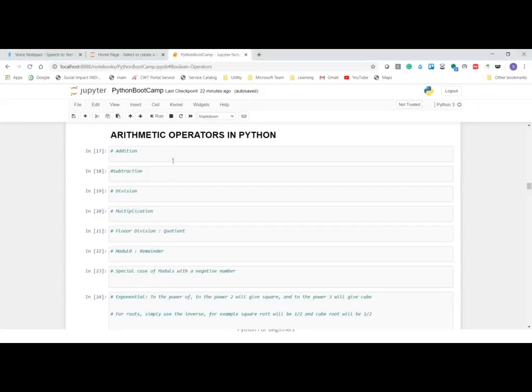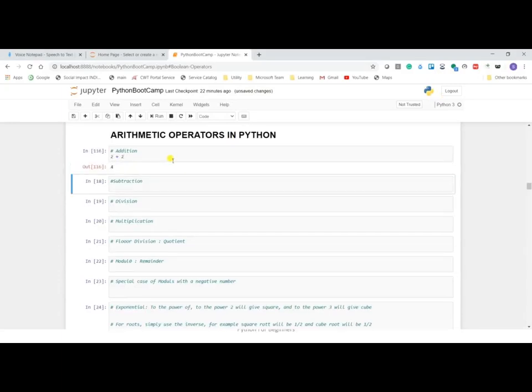There are major 7 arithmetic operators. The first one is addition. So as you can say, 2 plus 2. Also you can write 2 and 2 dot say 3. Now you will see on the left we had a whole number and on the right we have a float value. So by default it will do the intrinsic type conversion.